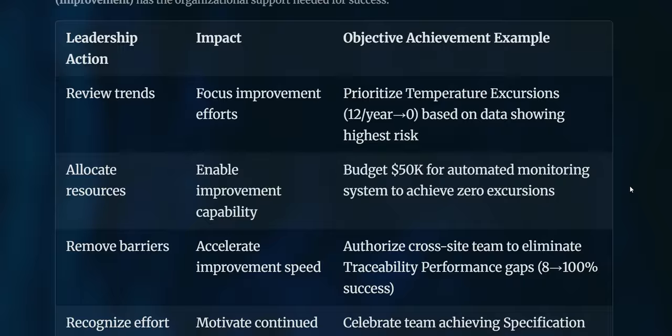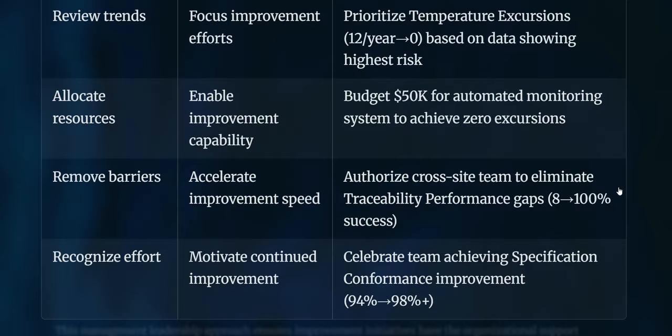The third leadership action includes removal of barriers. Such action will accelerate the improvement speed, and the objective we can achieve with such action is to authorize cross-site team to eliminate traceability performance gap and to achieve 100% success.